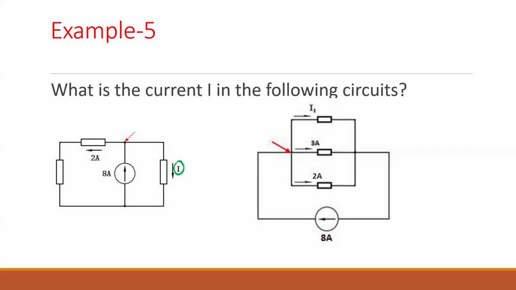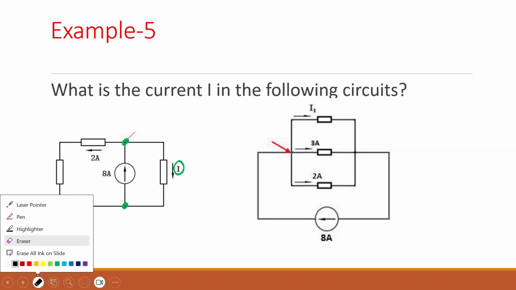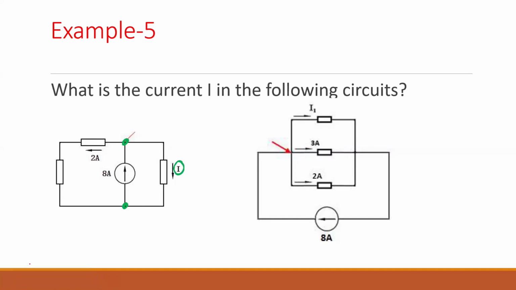Look at a node. You can use any node. This one or this one. You don't need this node actually, because that's the same current across that node. So if you consider this node here, what are the currents coming into the node? Arrow towards the node. Just 8, am I right? So current in is equal to 8 amps. Agree?